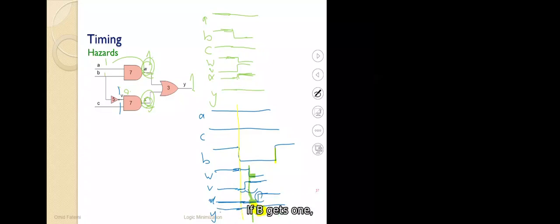If B gets 1, then even if we have delays, this doesn't happen. The Y remains 1 at all times. It doesn't have a glitch. It doesn't get a glitch to become 0 and then back to 1. So you should think about it. Why? What happened that when B from 0 becomes 1, this doesn't happen, but when B from 1 goes to 0, it happens? You think about it later.